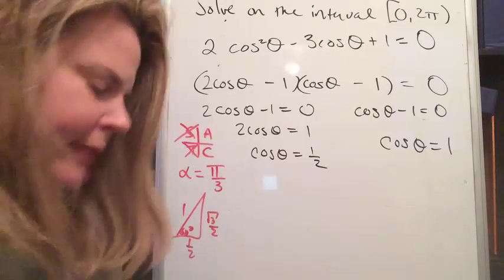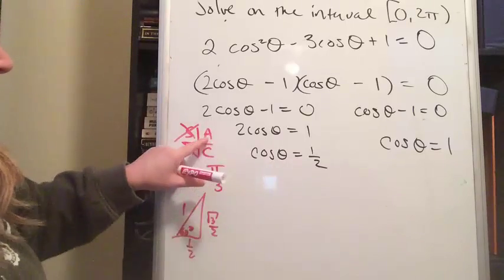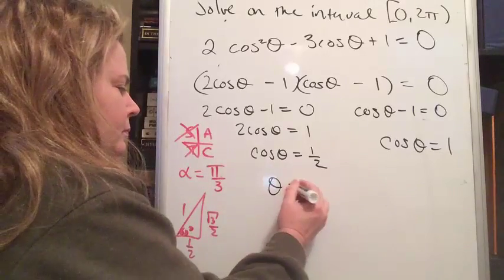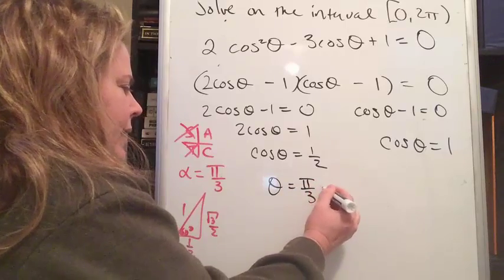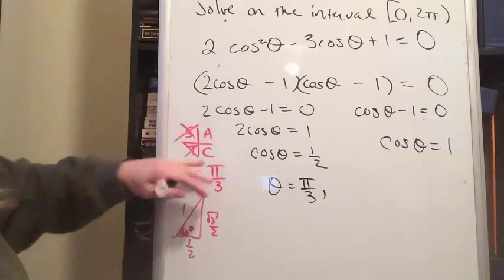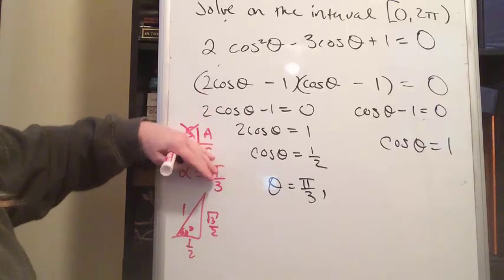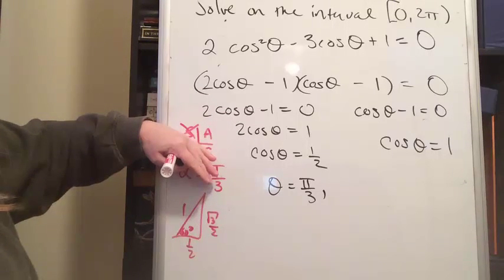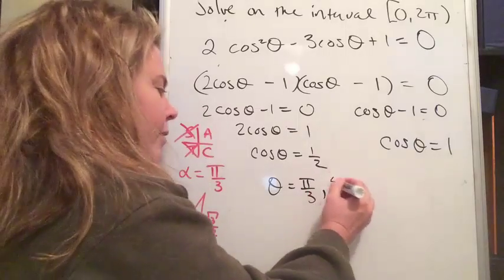So what 2 answers do I get from this statement? I get pi over 3. And what angle in the 4th quadrant between 0 and 2 pi, so it has to go in the positive direction, has a reference angle of pi over 3? That would be 5 pi over 3.